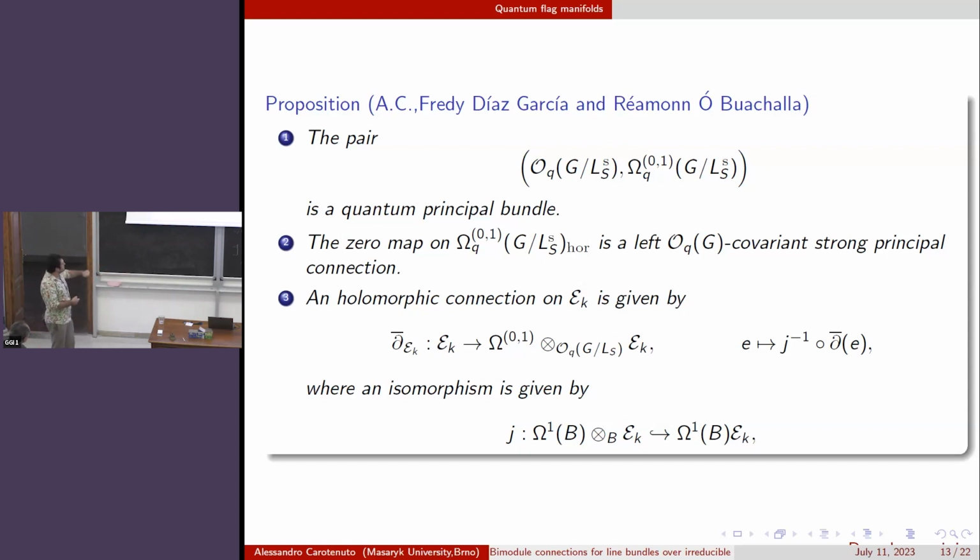I forgot to tell you that these are Z-graded, but they are vector bundles. As a matter of fact, they are Z-graded. And on each line bundle, we can use the theory of quantum principal bundles to define a connection in this way. So I just take the differential of E, and then I use the fact that the multiplication map from Ω^1_B ⊗ E_k is an isomorphism.